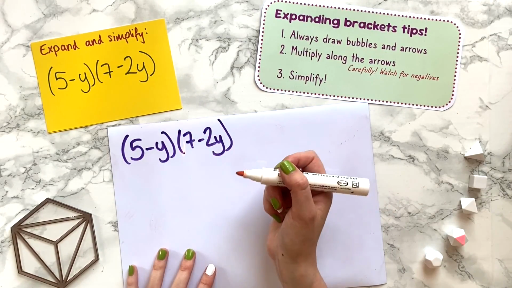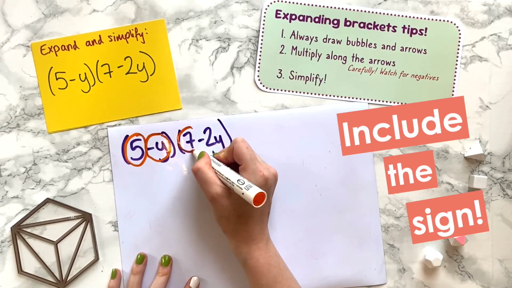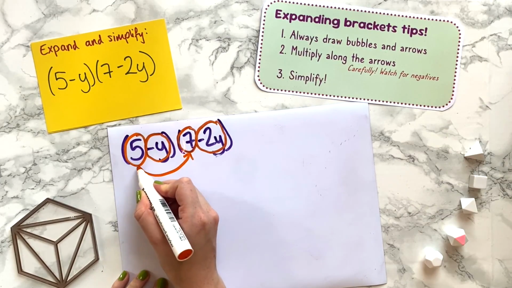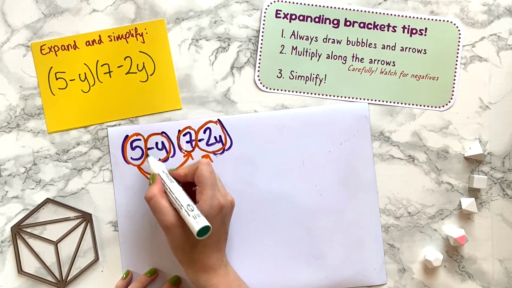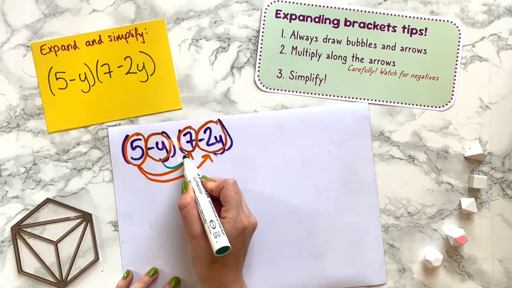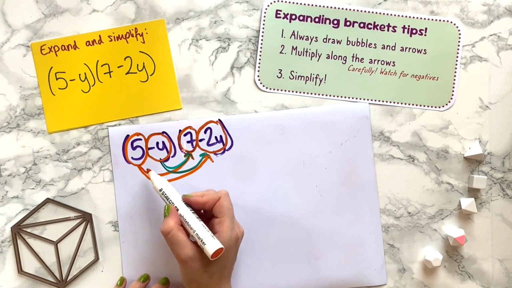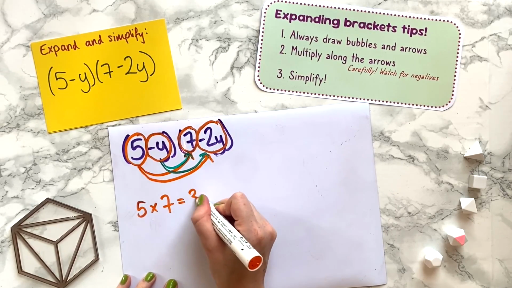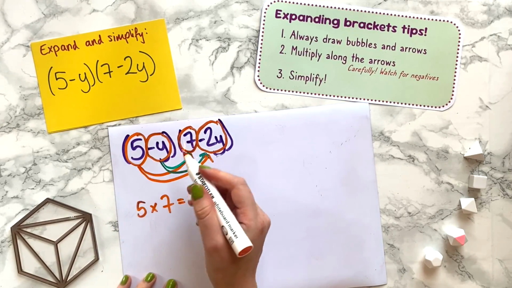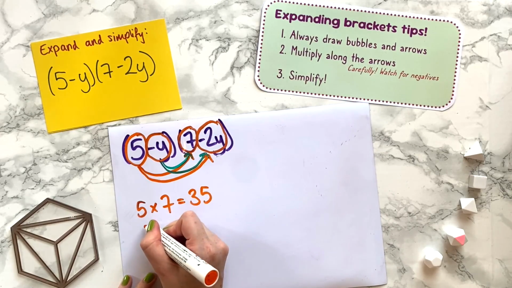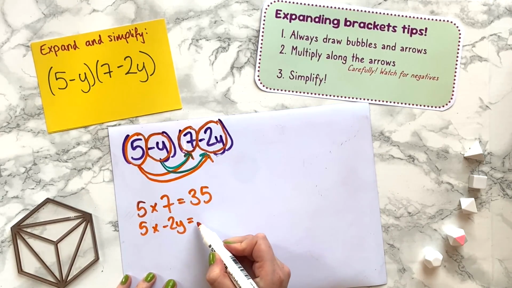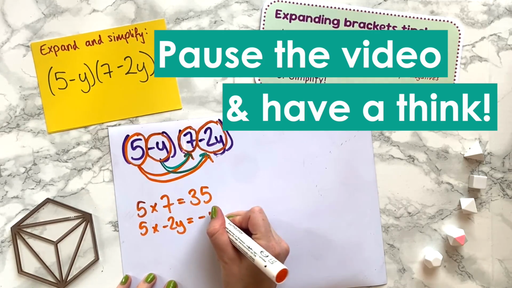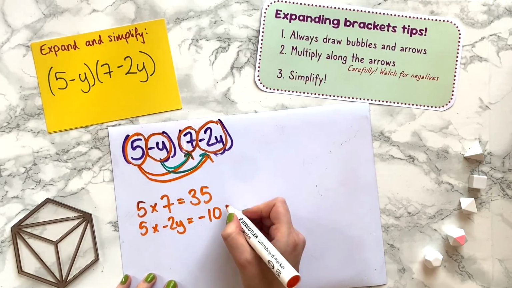So first off, we'll draw our bubbles and our arrows. So arrows going from this first term into each of the terms in the second bracket, and then from the next term in our first bracket to each of the terms in the second bracket as well. Following our first arrow, we have 5 times 7, which is just 35. Then we have 5 times by minus 2y. Have a think what this is before I write it. We have 5 times minus 2, which is minus 10. And then we just have the y on its own here.